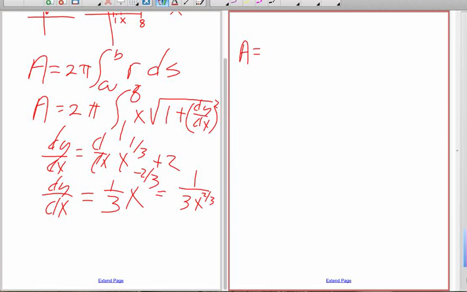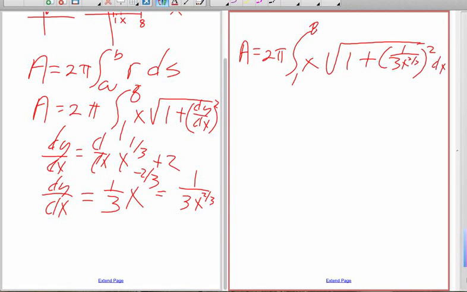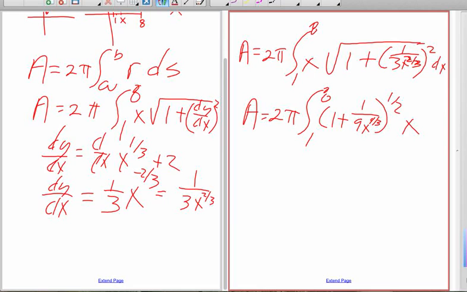Okay, so now we're ready to plug this puppy in. So area is going to equal 2 pi times the integral from 1 to 8 of x times the square root of 1 plus 1 over 3x to the 2/3, squared, dx. This will be 2/3. All right. And then the area is 2 pi times the integral from 1 to 8 of, so now I'm going to have 1 plus 1 over 9x to the 4/3, to the 1/2, times x dx.